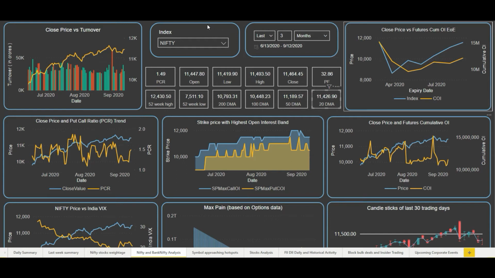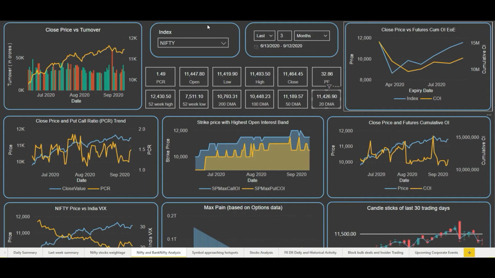Now coming to another graph on the top right, you can see the close price versus futures cumulative open interest, expiry on expiry. This graph contains the cumulative open interest. Cumulative open interest means the open interest including the current expiry plus the next 2 or 3 months expiry in which the liquidity is there. We have summed up all the open interest, so this gives you the holistic picture.